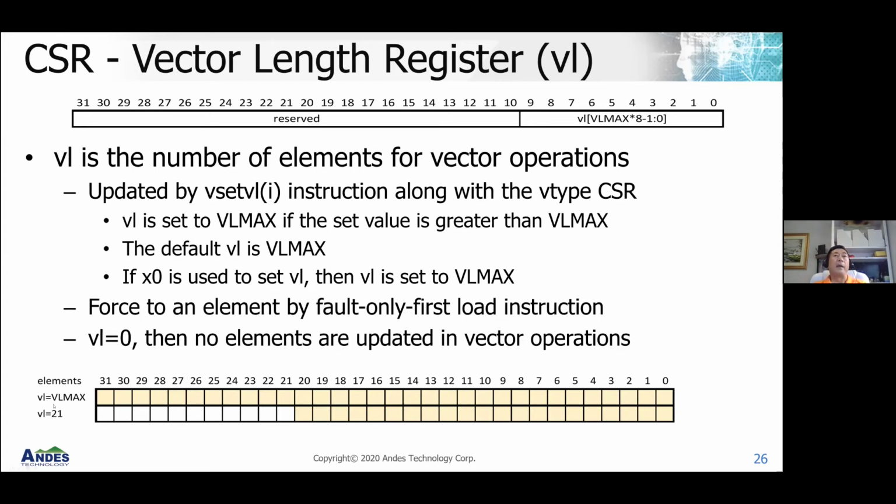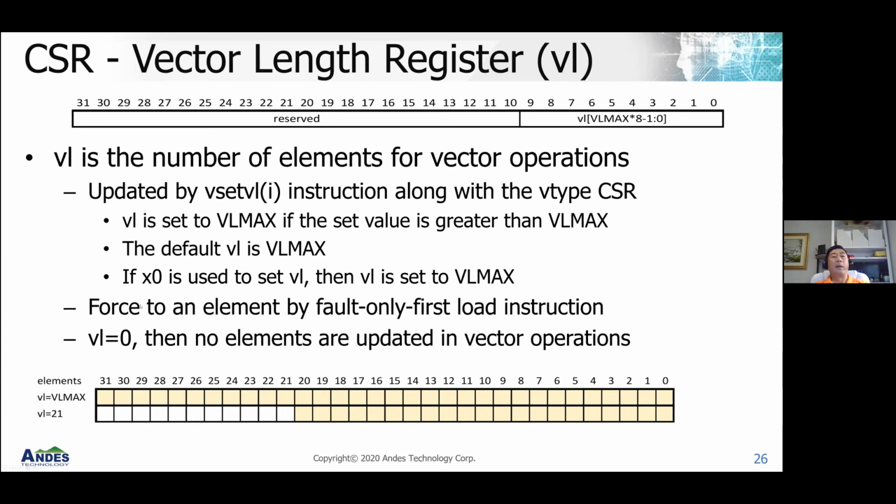VL is updated by the vset VL instruction, and it is updated along with the vtype. So this vset VL updates both the VL and the vtype. The default for VL is VLMAX. So if VL is set to be greater than VLMAX, then it defaults to VLMAX. Or if X0 is used for VL, then VL is set to VLMAX.